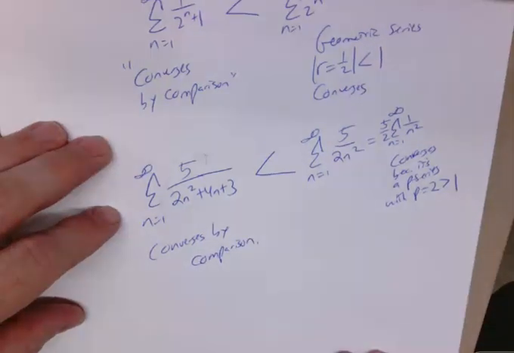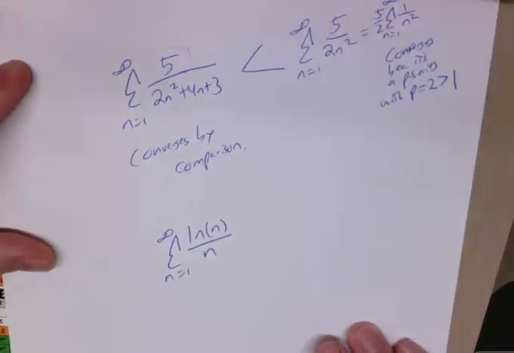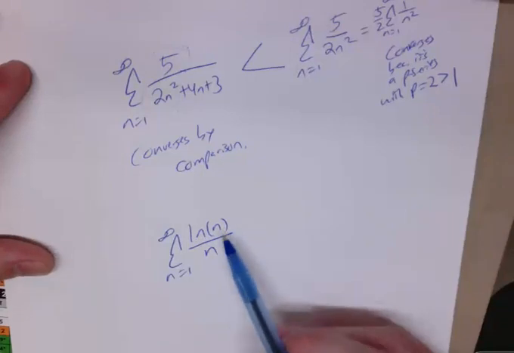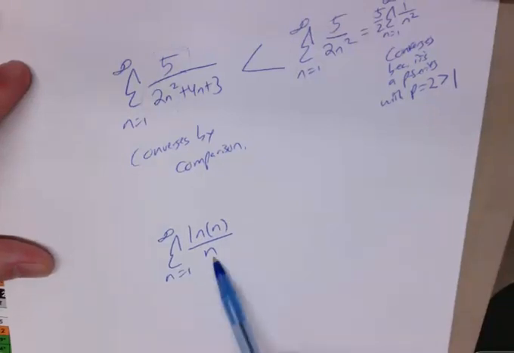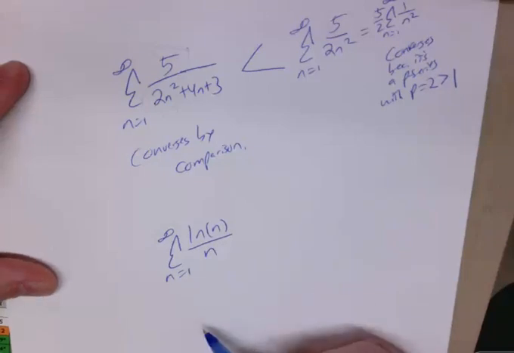Okay? One more. How about something like this? Okay, so as n gets really, really big, this is the natural log of some really big number, so that's getting really, really big. The denominator is also getting really big, but I don't know for sure what to compare it to right off the bat.